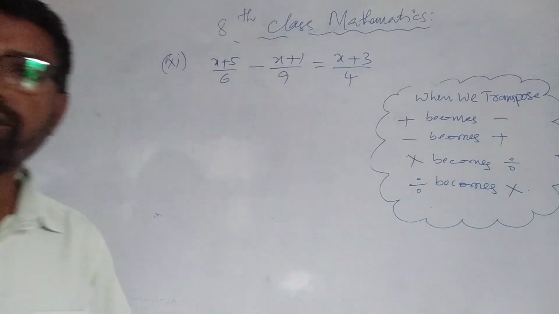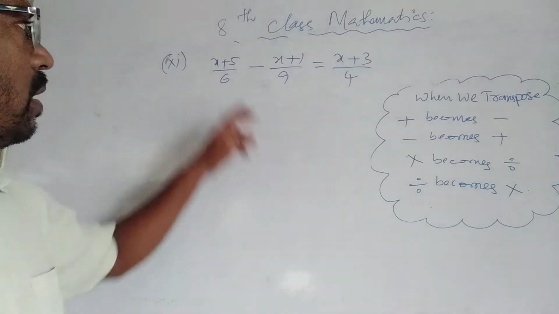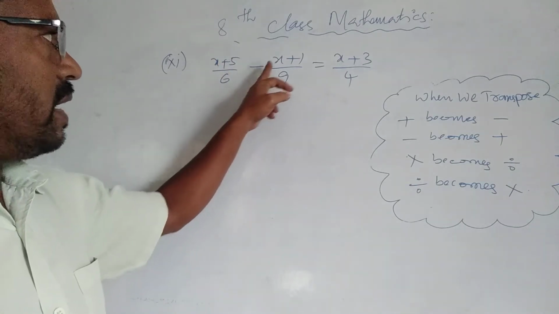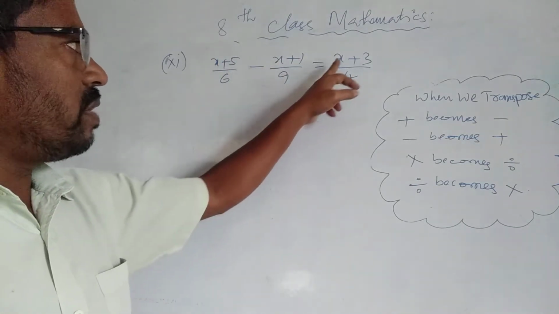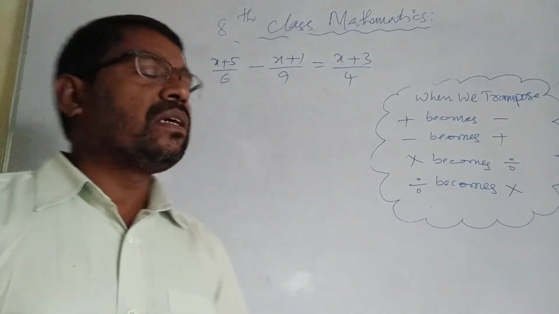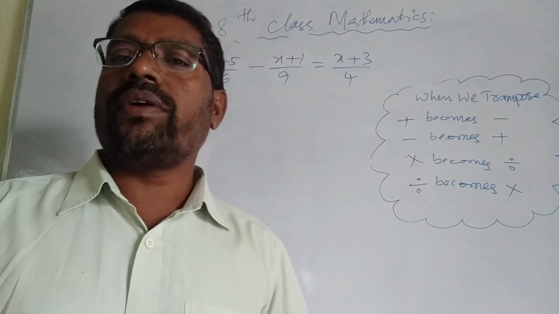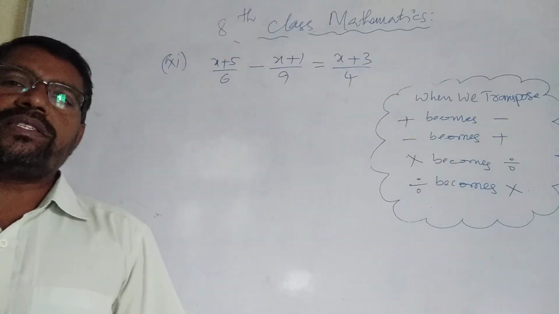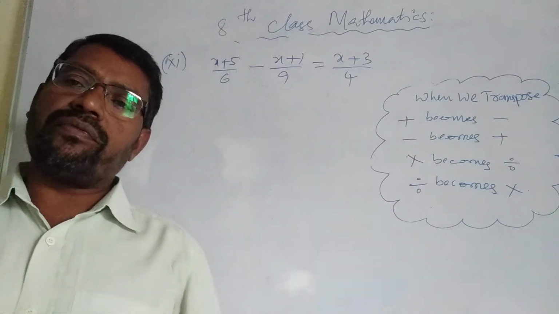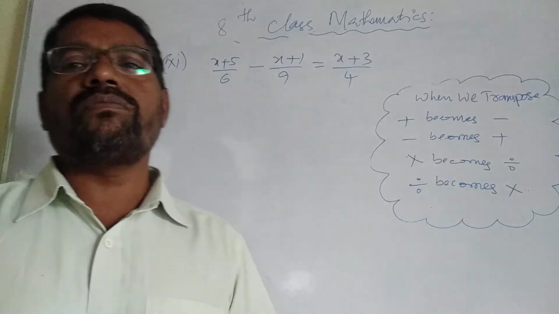This is the question. Are you looking? Once you observe that (x plus 5) by 6 minus (x plus 1) by 9 is equal to (x plus 3) by 4, if you observe this pattern, the right hand side and left hand side both have variables. That means we have to simplify the left hand side first, and also the right hand side, after that we'll see what happens.